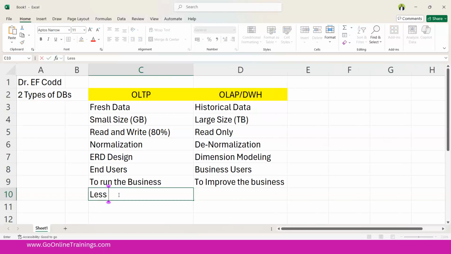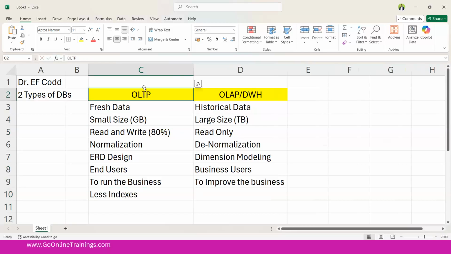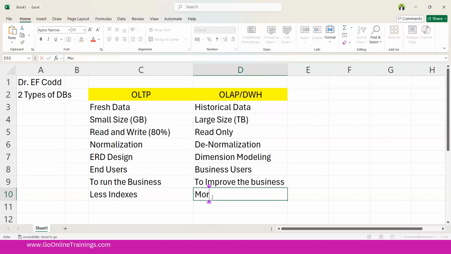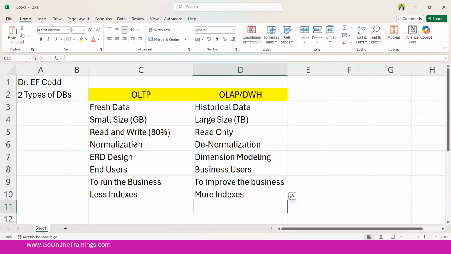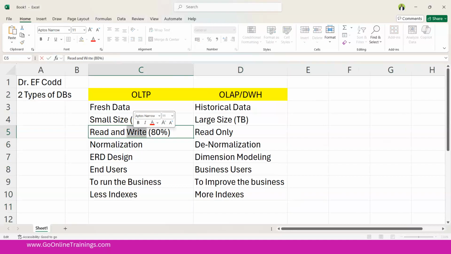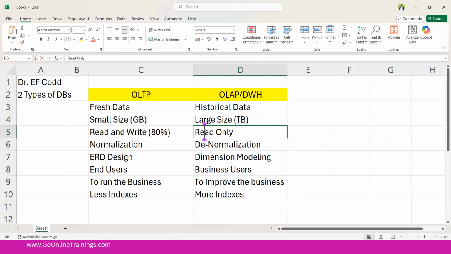Now in OLTP you create fewer indexes, because indexes help reading, but normally we're going to be writing here, right? Indexes are used to increase your reading capability. The OLTP database is designed to take more data for writing, so we create fewer indexes there, and in OLAP we create more indexes. Am I clear? So normalization will increase the writing capability. Denormalization is going to increase the reading capability.